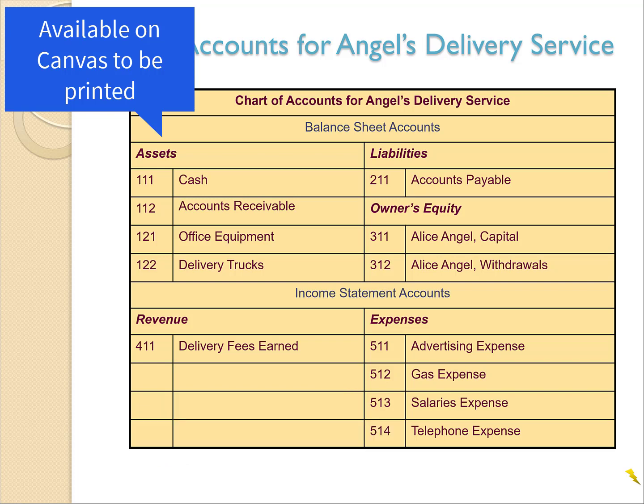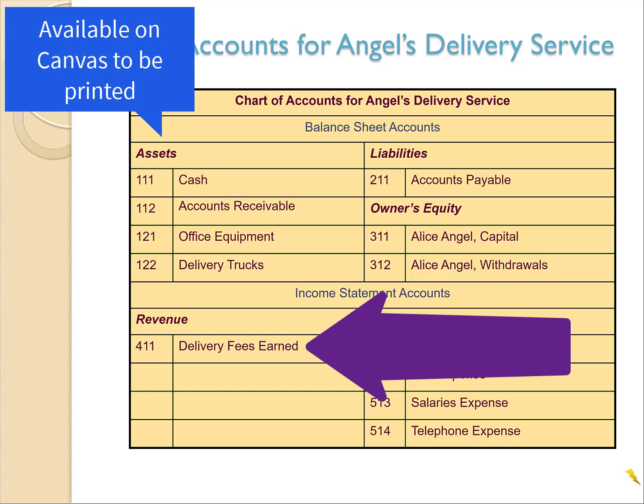And finally, when this company delivers something and they earn revenue, what is their revenue account called? Well, this company calls it delivery fees earned. Usually revenue accounts are going to have the word revenue in the account title, but this is an exception. So when we sell something, and when I say sell something, that means you sold a service for delivering something, we're going to record delivery fees earned.